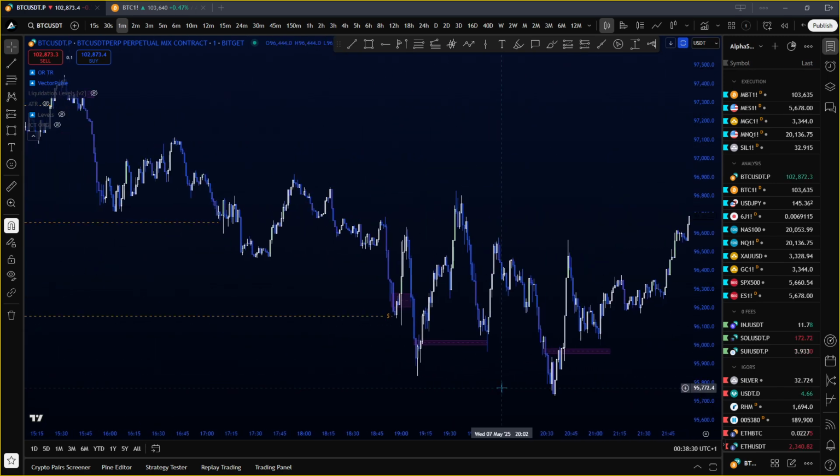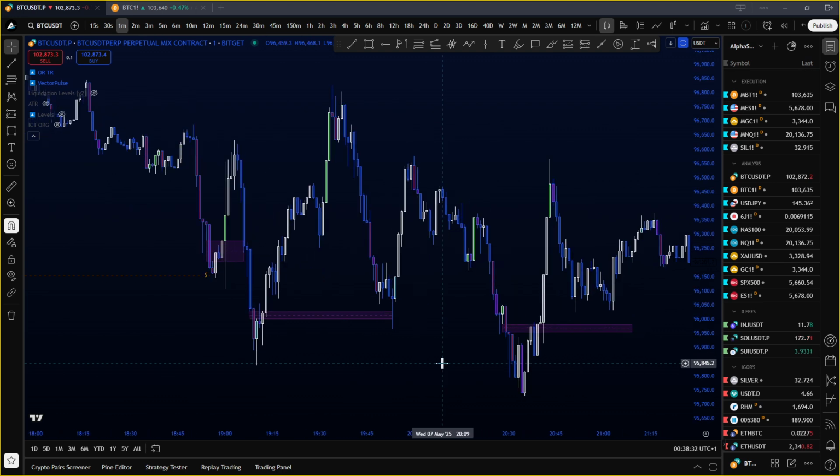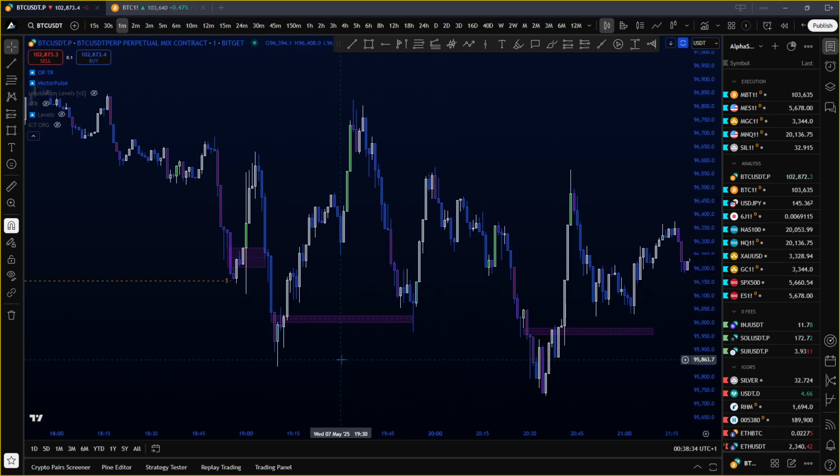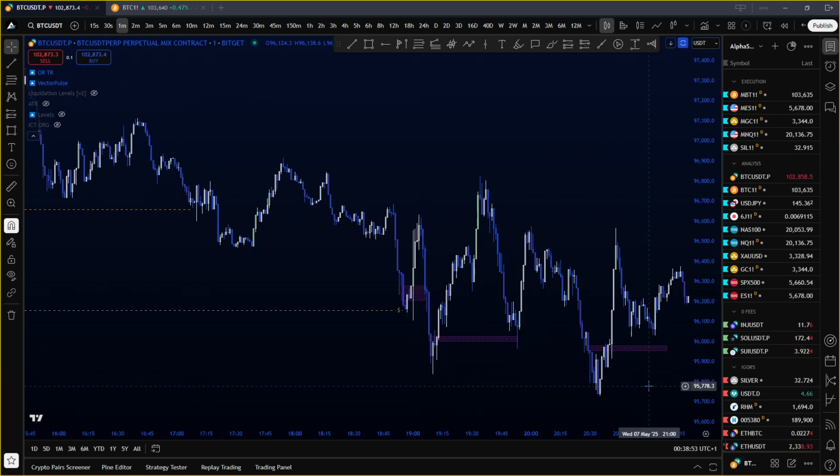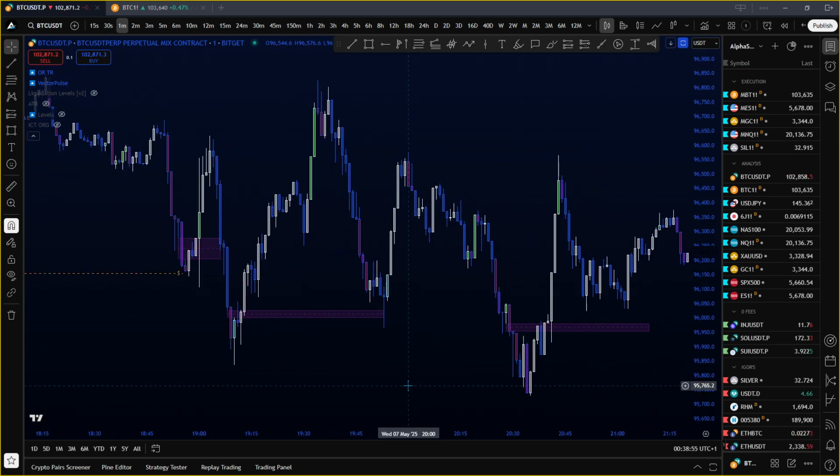So this is one of those situations where, first of all, this is super late. This is like 5 hours after the London open. So this is way after our normal trading hours for the strategy.